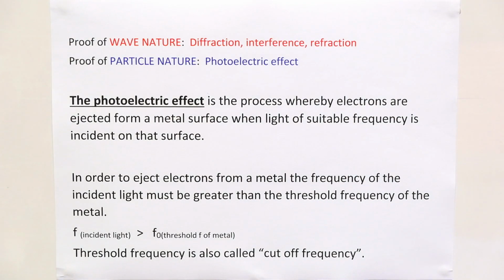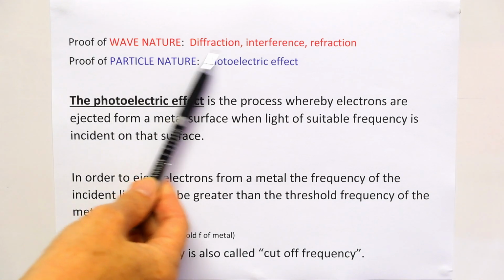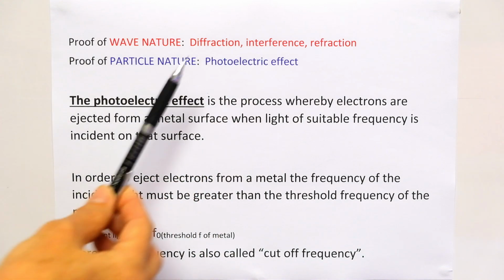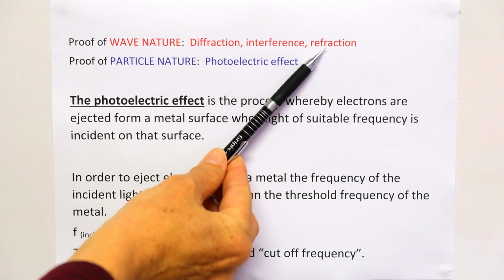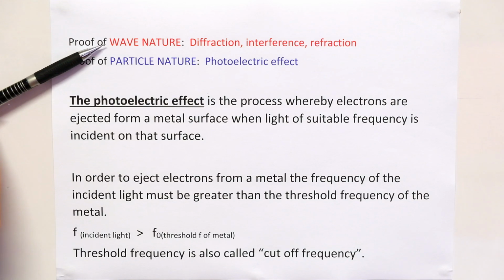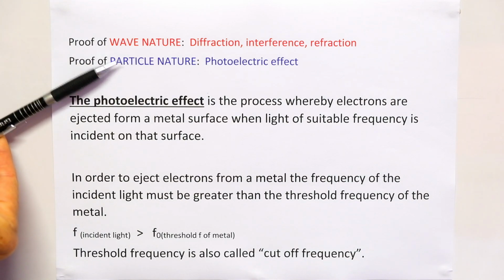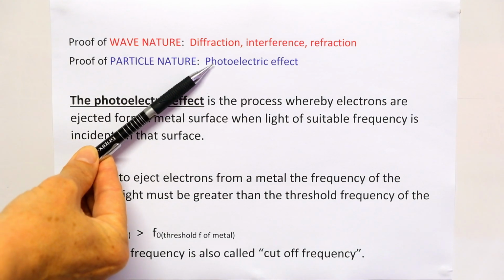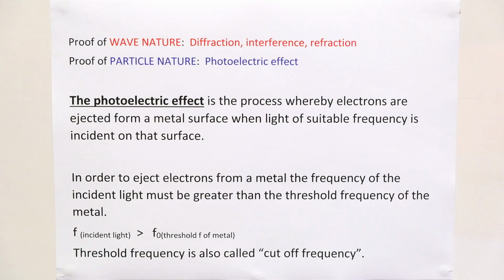In grade 11, you did 2 chapters on wave nature. You did a chapter on the refraction of light using Snell's law, and you also did a chapter on 2D and 3D waves, which involved diffraction and interference. So diffraction, interference, and refraction are all proof of wave nature. Proof of particle nature is the photoelectric effect, and that is what we are doing in grade 12.